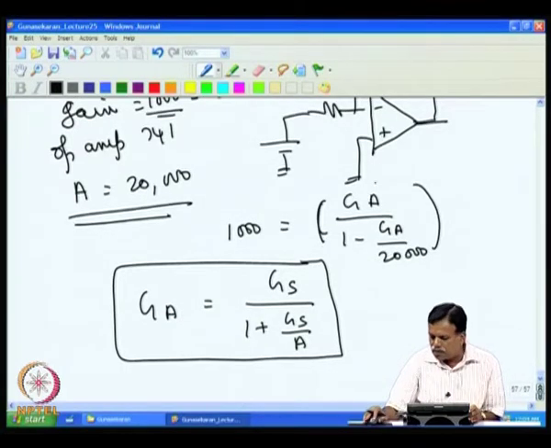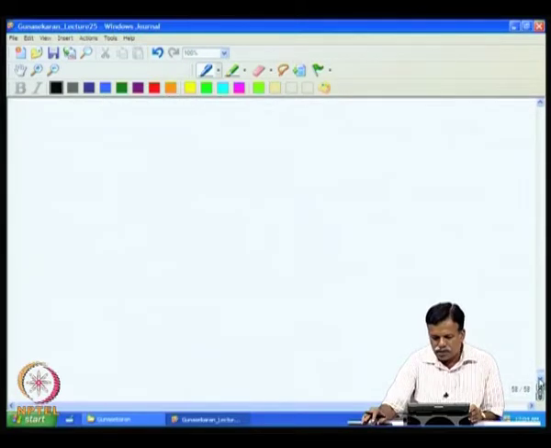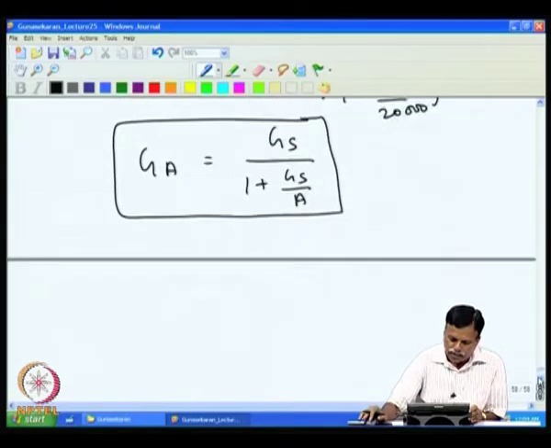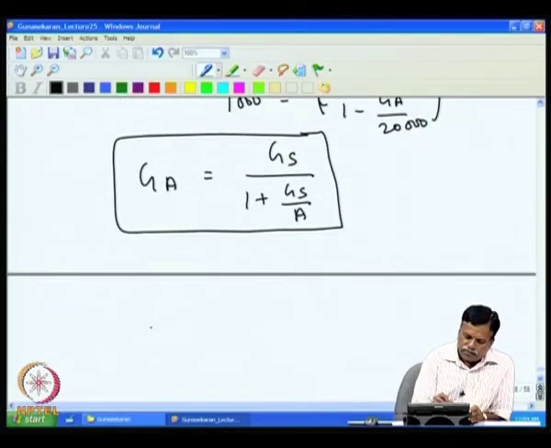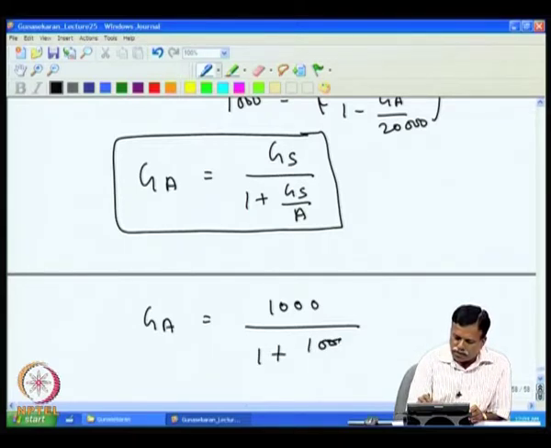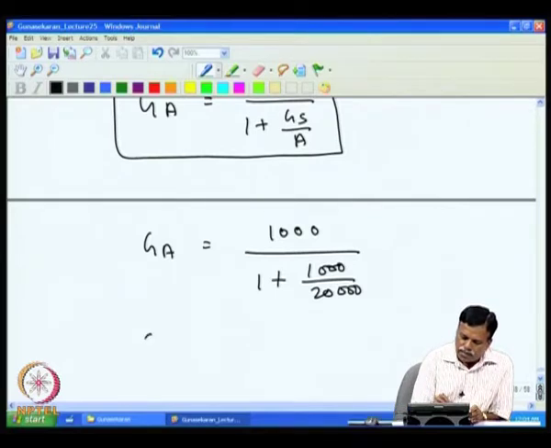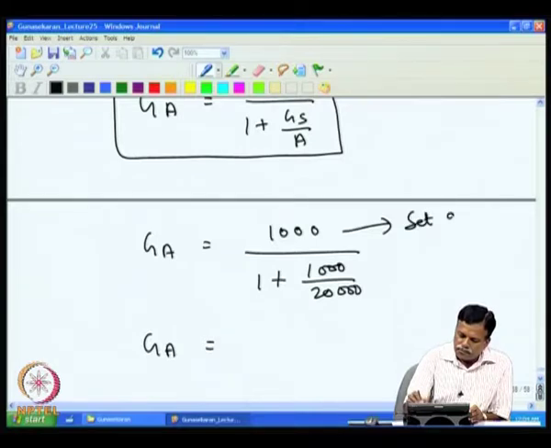So, if I apply these quantities in this equation, then you will get the actual gain as, for example, I want a gain of 1000, so 1000 divided by 1 plus 1000 divided by 20,000. So, this actual gain that you get would be, this is the set gain, this is the open loop gain.